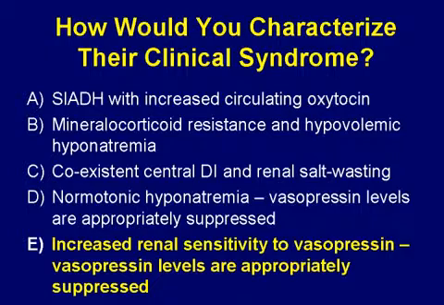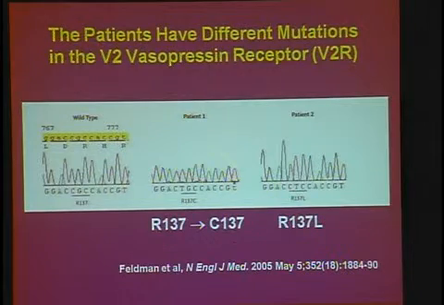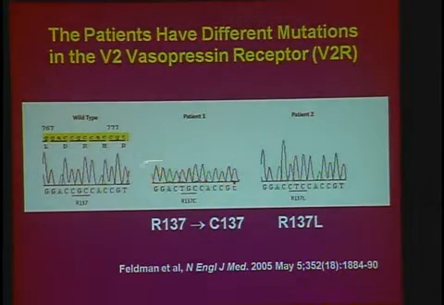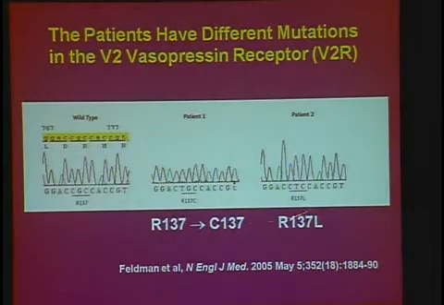And as you may have guessed, the correct diagnosis here is increased renal sensitivity to vasopressin. Vasopressin levels are appropriately suppressed. So these patients have 2 point mutations at 1 specific residue of the vasopressin receptor that cause a gain of function in the V2 receptor. And all of the patients with this syndrome have been found to have mutations of this particular residue in various flavors.